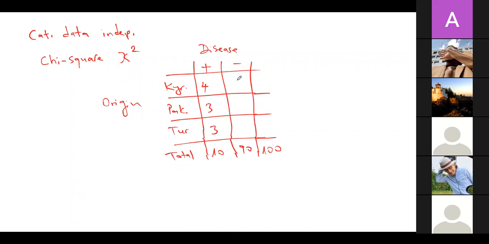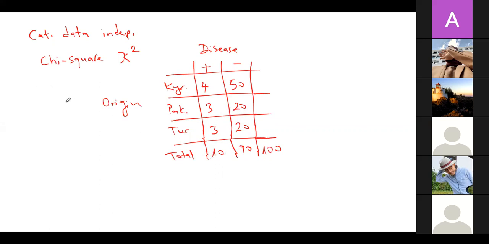Those who don't have the disease, its total is 90. So this I'm randomly distributing. I'm just making up. The majority shall be Kyrgyz. This is 50, so 54. This is 20, 50, 70, and this is 20. So the total now makes 100, okay?